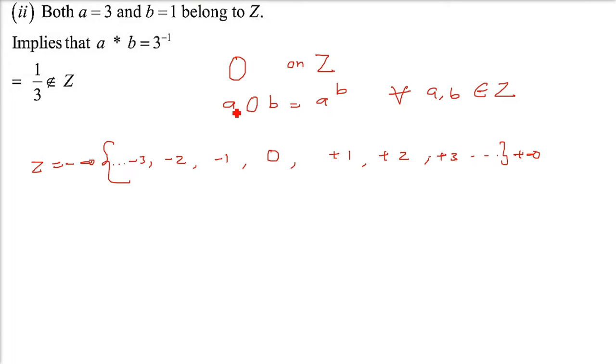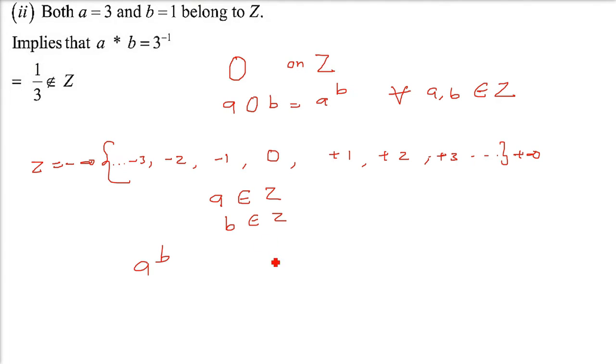So A operation B is A raised to the power B, and as I said, the best way is to take a value. First we have to say that we are taking the value A from the set Z. B also we are taking from the same set, that is the integers. Both values we have taken, and we have to prove A to the power B belongs to the same set Z, then it is a binary operation, otherwise not.